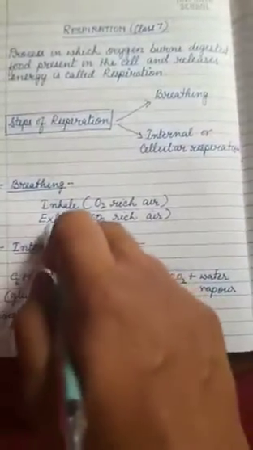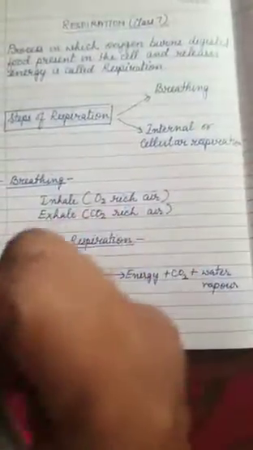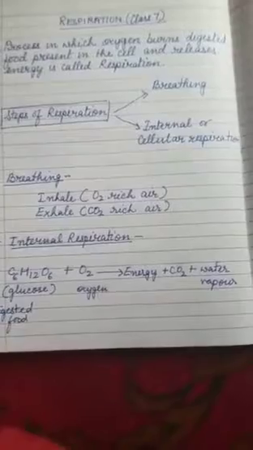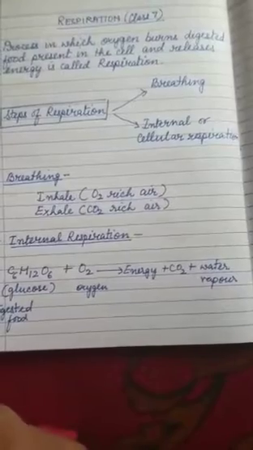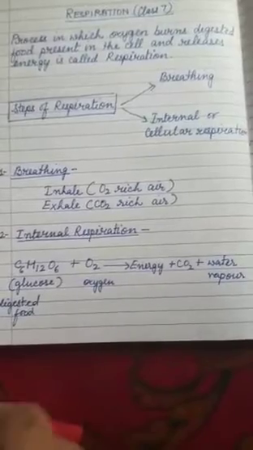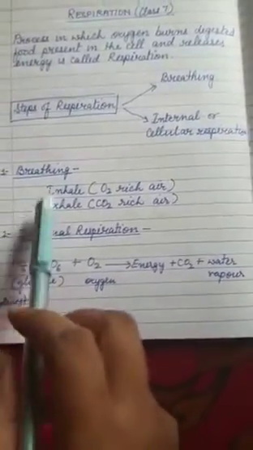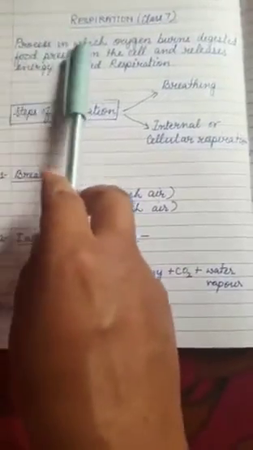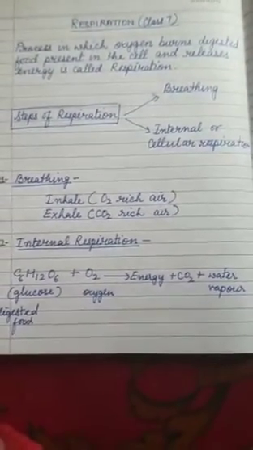As you have studied in your previous classes, we need energy to do our daily activities. Have you ever thought about where we get this energy from? This energy we get from the burning of food, and this burning of food occurs in the cell in the presence of oxygen. The process in which oxygen burns digested food present in the cell and releases energy is called the respiration process.